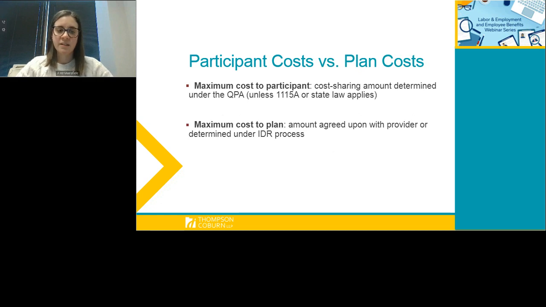So stepping back and looking at the big picture, when a participant has received a surprise medical bill that's prohibited under the Consolidated Appropriations Act, the maximum cost that they're going to face is their cost sharing amount as determined under the qualifying payment amount calculation or under one of the other laws if one of those applies. The maximum cost to the plan is going to be the amount that it agrees to pay the provider, whether that's a separate agreement with the provider or an amount that's determined under the internal dispute resolution process.